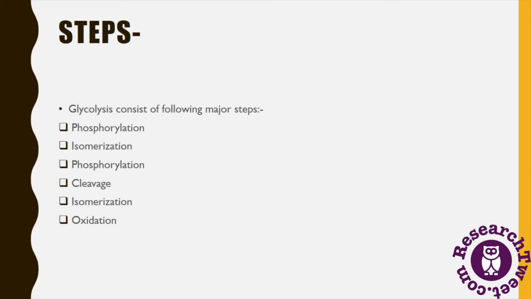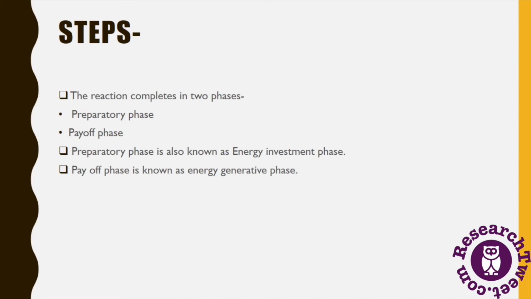After the general features, now let's discuss the steps of this pathway. Glycolysis basically consists of some major steps, which are phosphorylation, isomerization, cleavage, isomerization, and oxidation. Now we will discuss these steps in brief with the help of diagrammatic representation. So the whole reaction is divided into two phases, which are the preparatory phase and the payoff phase.